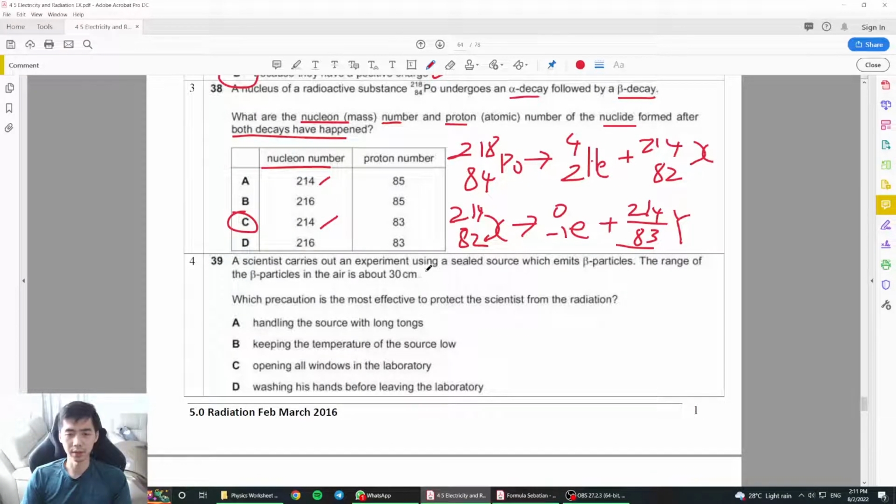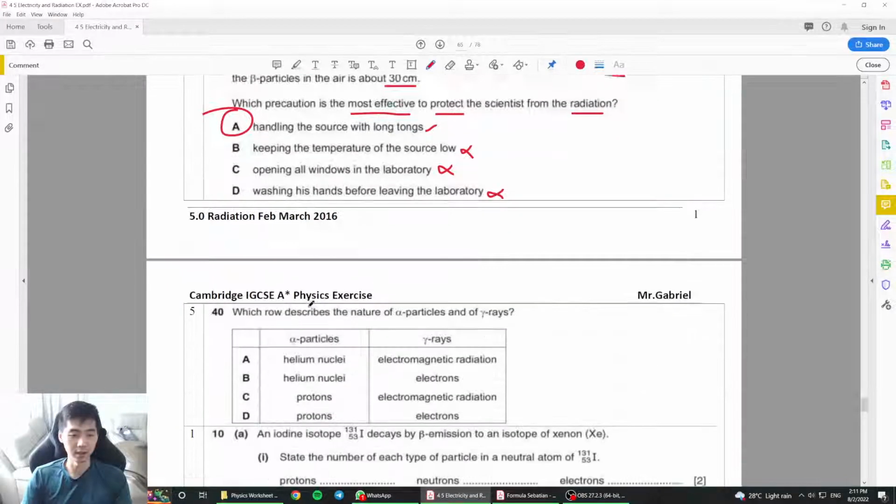The scientist carries out the experiment using a sealed source which emits beta particles. The range of beta particles in air is somewhere around 30 cm. Which precaution is most effective to protect the scientist from the radiation itself? Handling the source with long tongs? Definitely, you're not supposed to touch it with your hands. Keeping the temperature of the source low? This has no effect. Opening all windows? This is not a gas chamber. Washing his hands before leaving the laboratory? It's not going to protect him, but it's definitely good hygiene, right? So A is definitely the answer here.